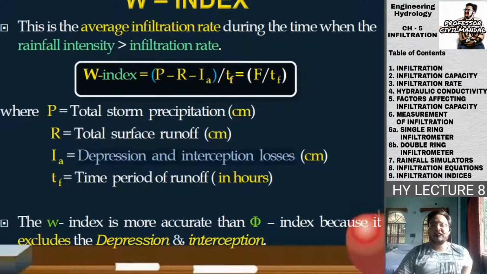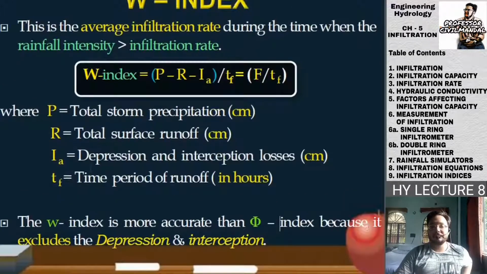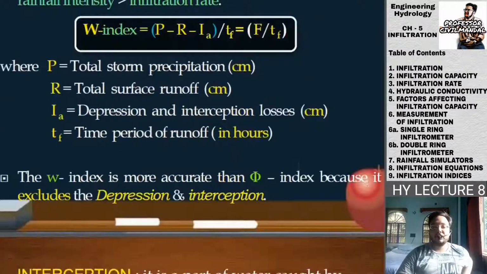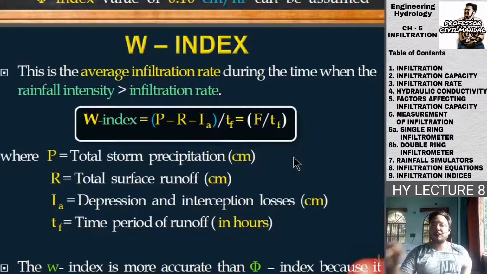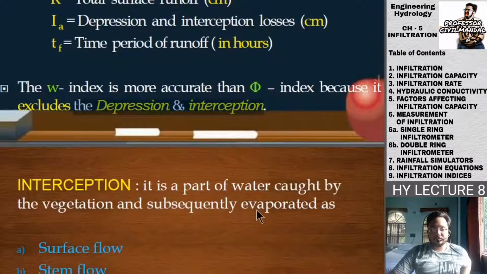The W index is more accurate than phi index because it excludes the depression and interception, right? Because in our W index we are introducing this term, that is our depression and interception losses. But in phi index we are not considering such a thing, only the runoff and the rainfall intensity. So a W index will give us a more accurate value as compared to the phi index, because we are considering the depression and interception in the W index but not in the phi index.